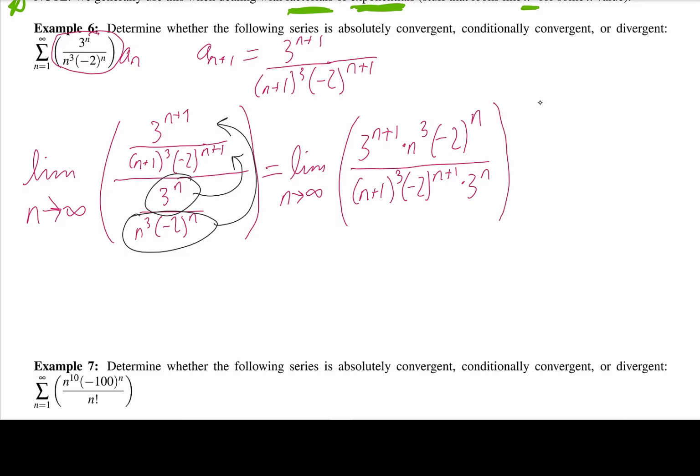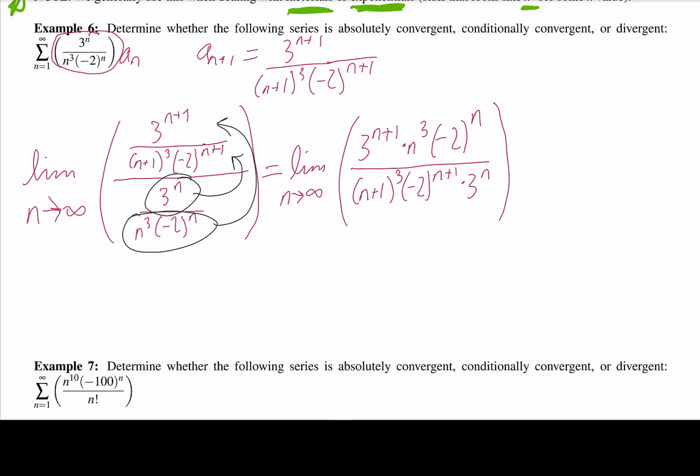Right? Now, I know I haven't put the absolute value in yet. That's part of our ratio test. It should be the absolute value of a sub n plus 1 over a sub n. I'm going to put that in at the end just because I want you to see the algebra that's happening here.